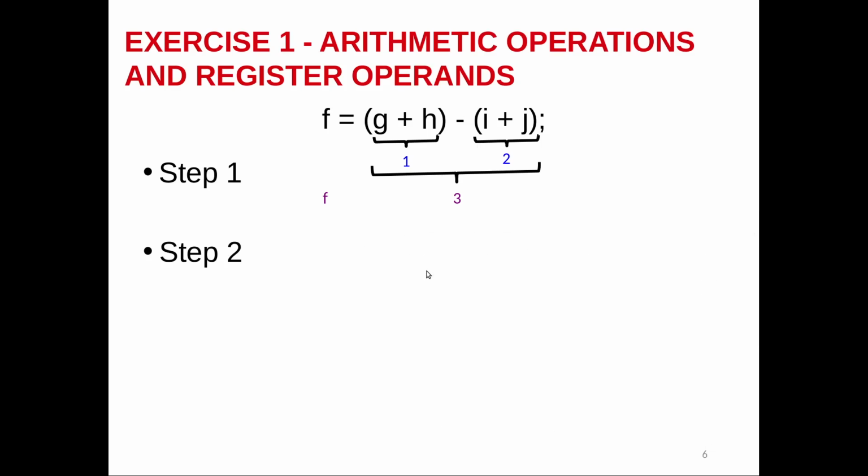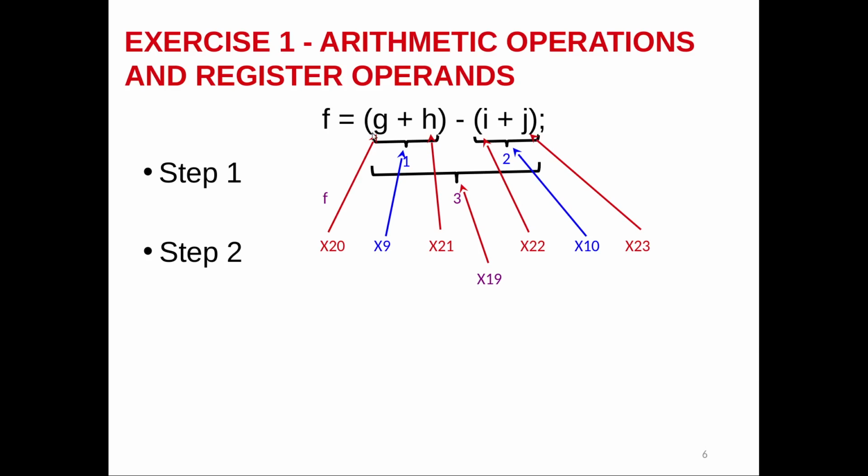With that, I decide that we will store the value of G in register 20, the value of H in register 21, I in 22, J in 23. The intermediate results of G plus H and I plus J will be stored in registers 9 and 10 respectively. Finally, the value of G plus H minus I plus J will be stored in register 19, or F in this case.